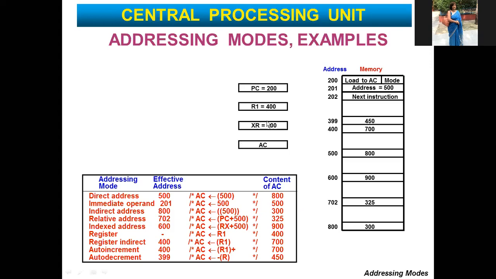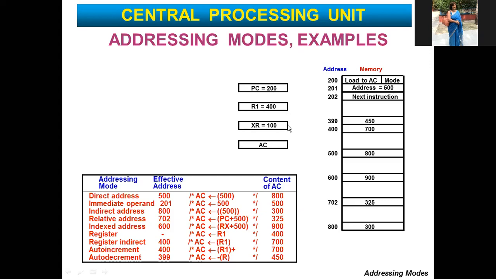Here, if you view the given information, we have three or four kinds of registers. Program counter consisting of initial value 200. R1 is a general purpose register that is consisting of a value 400, and XR stands for your index register that is consisting of the value 100. So as per the definition of index register, this 100 value is added to the address part, that is your 500.